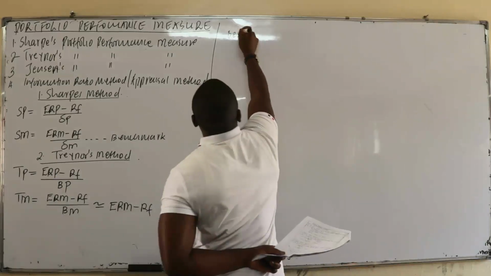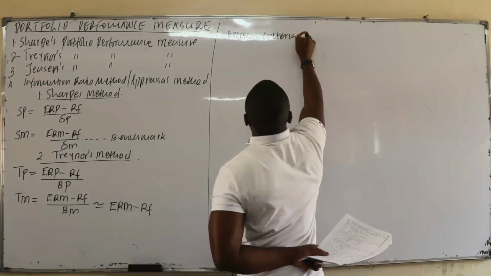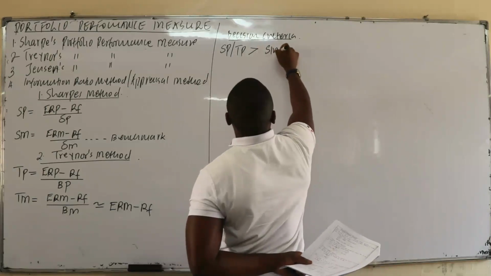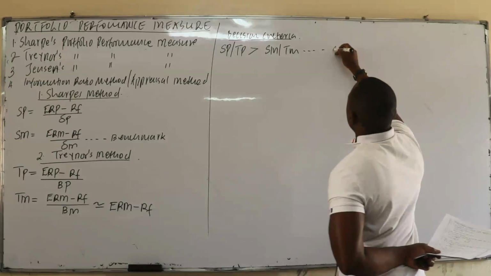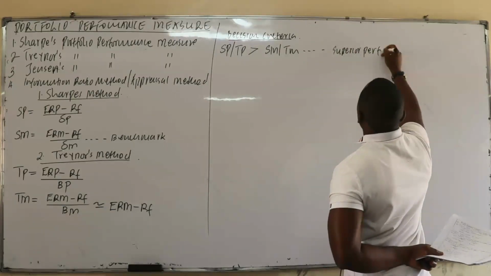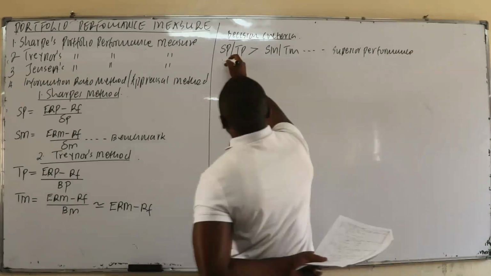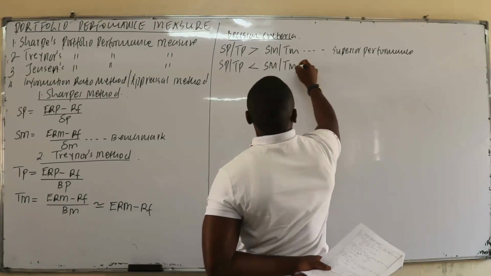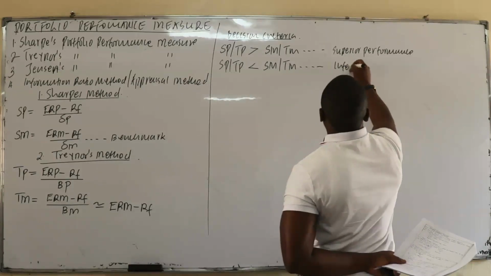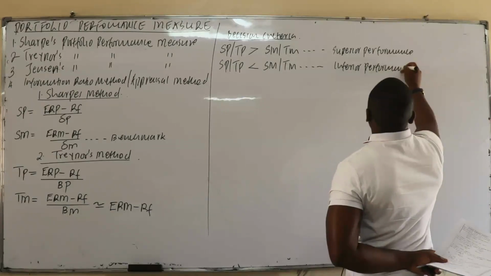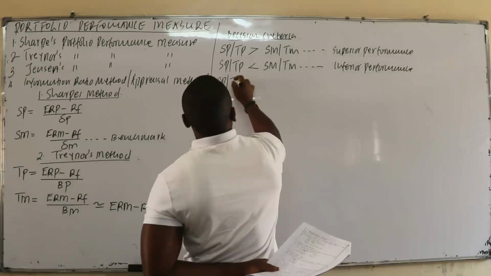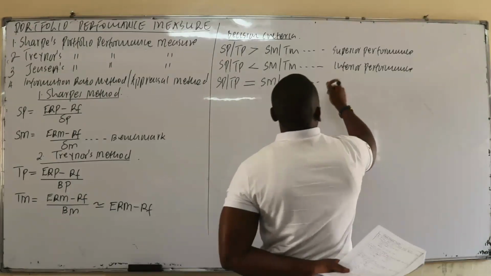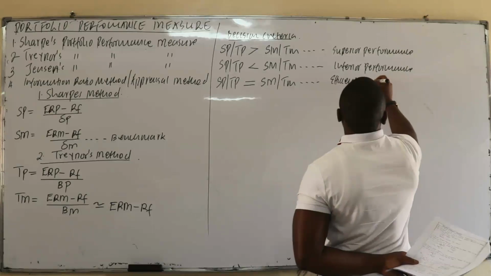When you look at decision criteria, if the Sharpe for the portfolio or the Treynor for the portfolio is greater than the Sharpe for the market or the Treynor for the market, that shows there is superior performance. But if it is less than that of the market, that shows inferior performance. If it is equal to that of the market, it shows efficient performance.